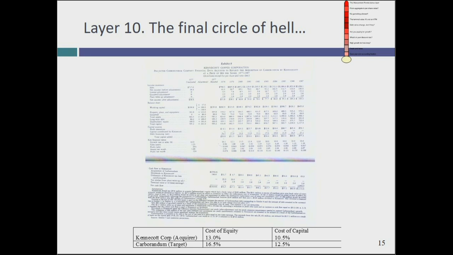Now this one should be fresh in your mind. Acquiring company or target company's cost of equity? Target company's cost of equity. They should have used 16.5. Do you remember what they actually used? They used 10.5%. Wrong company, wrong discount rate. This is about as far from the right answer as you can get. And the cynical part of you says, well, they had to get the deal done. I just think somebody screwed up. I think the valuation is kind of an afterthought. The deal has to get done. This happens all the time.